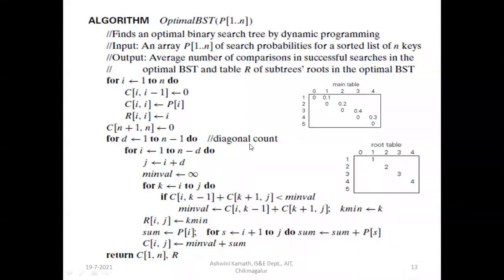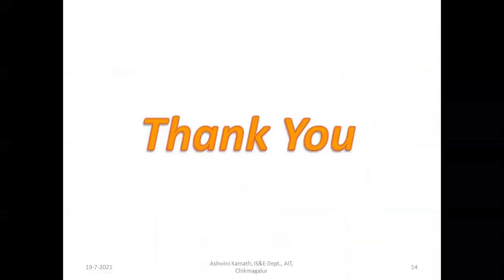Then return the goal, that is the minimum, average number of comparisons, C of 1 comma n, and then return the root table. Okay, this is the optimal binary search tree algorithm.